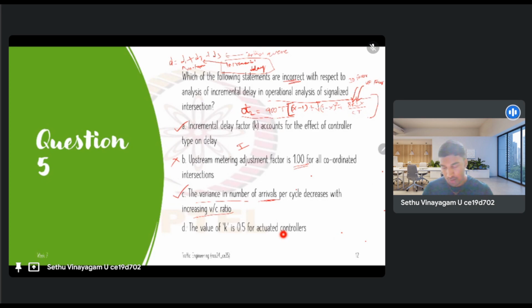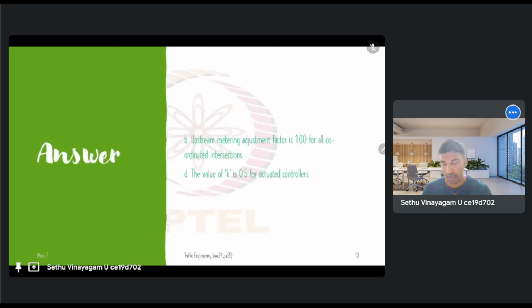And finally, the value of k is 0.5 for actuated controllers. So this is incorrect. The value of k is 0.5 for pre-timed signals. And for actuated signals, depending on the controller, you will have different values of k. Therefore, the incorrect options are options B and D. So that is the right answer for this question.